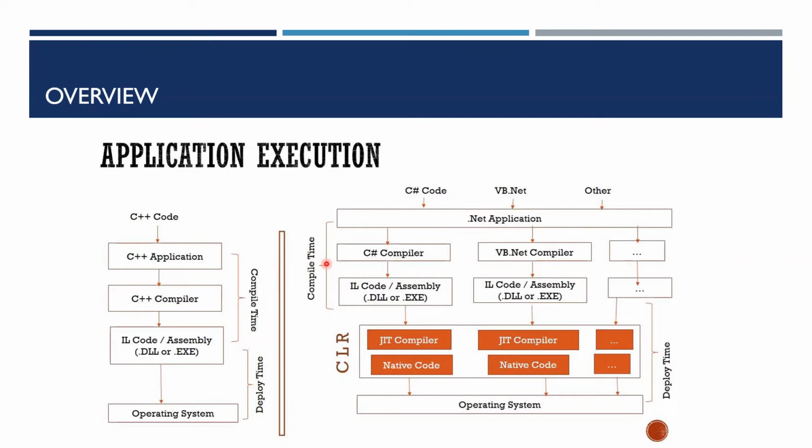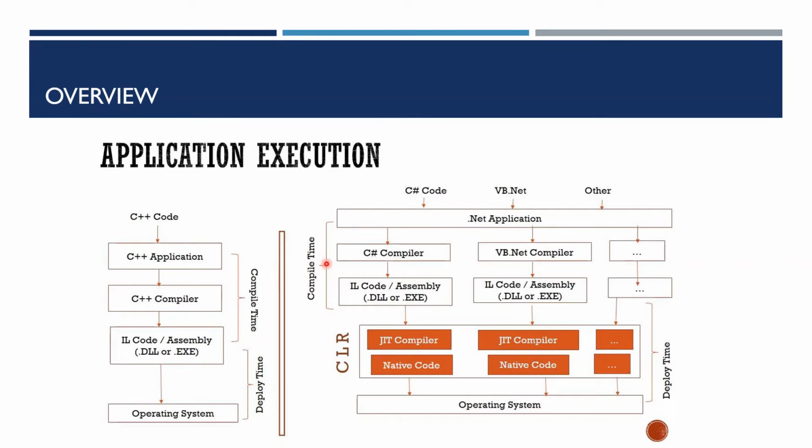So on the right side, we see how your managed code works. So C#, VB.NET, or something else then goes through the .NET application. Then it gets processed through the proper compiler. Then it gets pushed out as an assembly code, right?